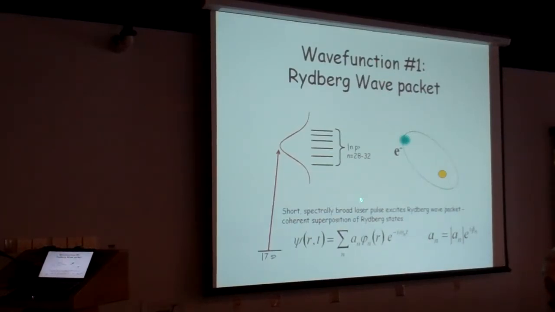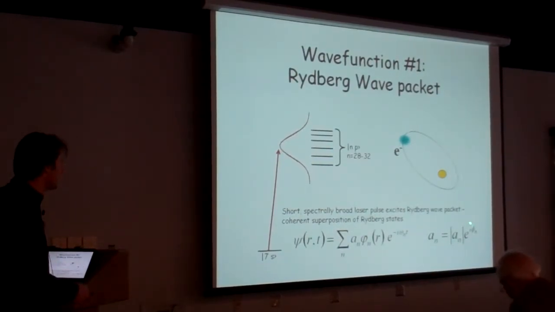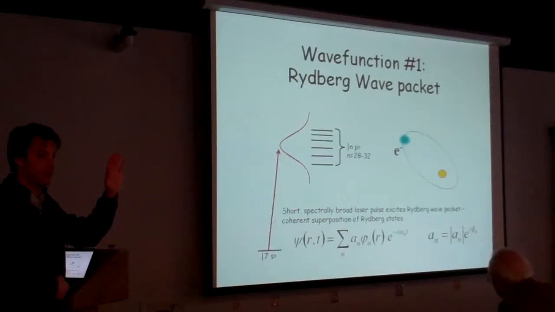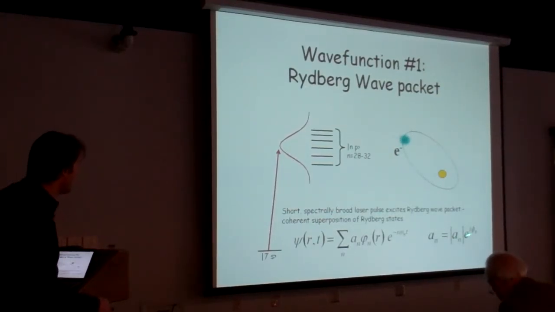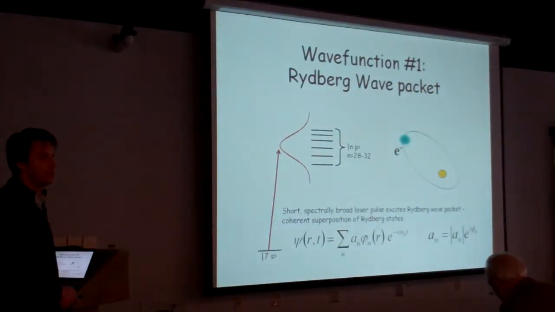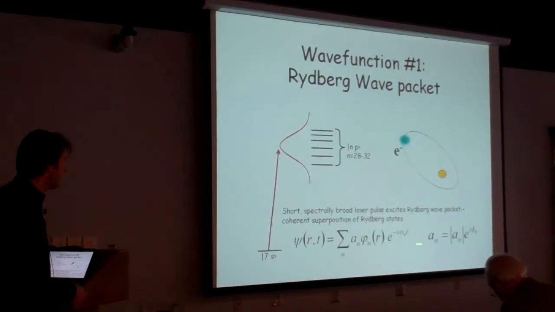So the point is that these a sub n's have an amplitude and a phase. And by coherent, I mean that that phase is well defined. I can make the same wave function if I just shone a light bulb onto the atoms, except that these phases would be completely random and have no meaning. I mean, they would have meaning, but they would not have any well-defined or predictable values. Okay, so the point is that the short laser pulse generates these amplitudes and these phases.